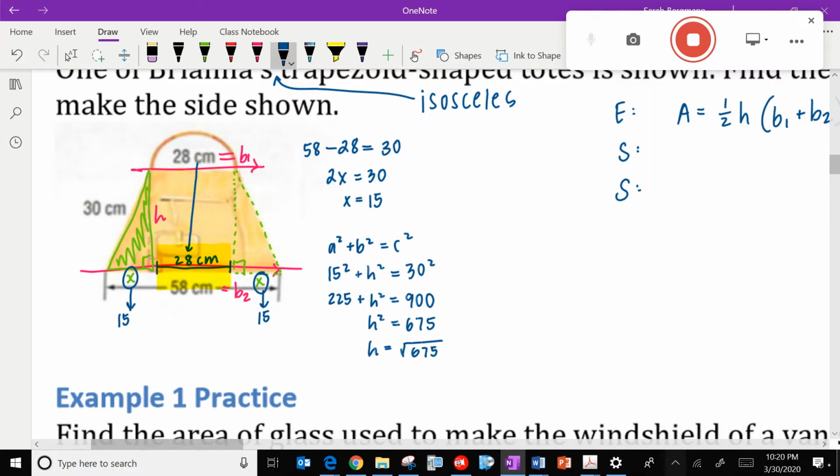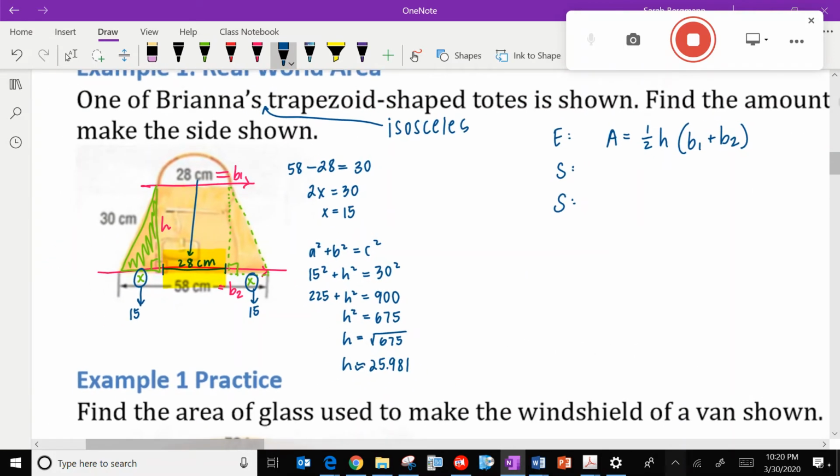Now the square root of 675, you can plug that into your calculator to solve, is about 25.981. Make sure you don't round too much here. If you round too much before your final answer, you could be off by a few decimal places. All right, so now we know the height.